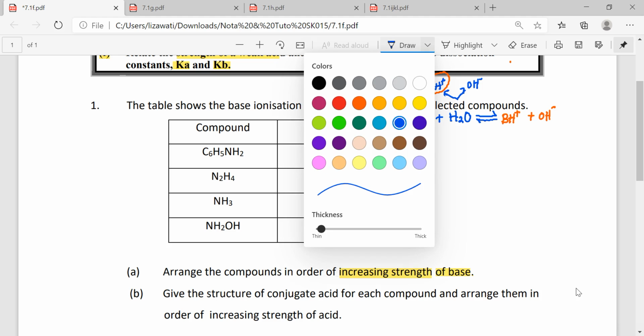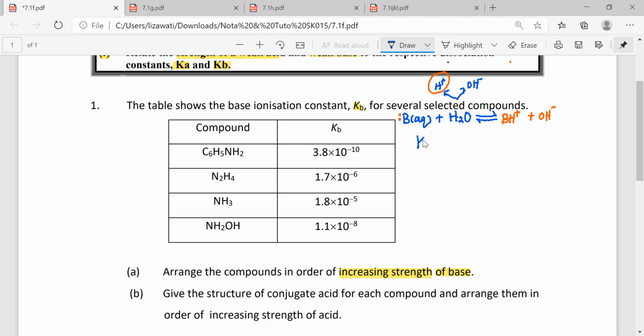When we write the Kb expression, Kb is equal to the concentration of BH plus times OH minus. Since water here is liquid and this is aqueous, don't forget to write the phase. Liquid is not considered. Therefore for the Kb expression, it is the concentration of the products divided by the concentration of the reactant. So H2O is not included.